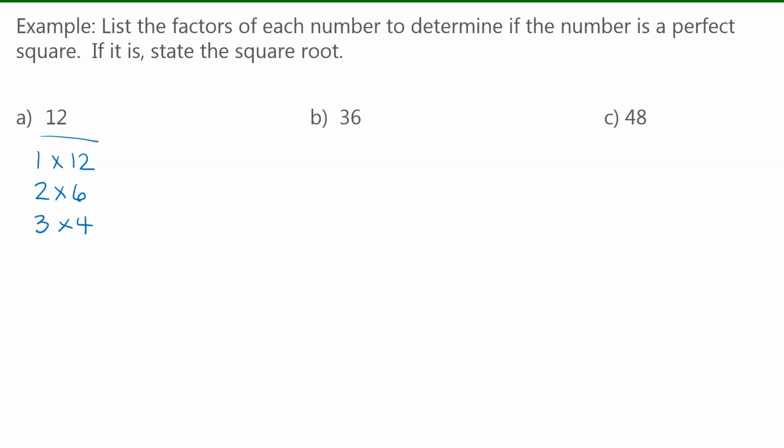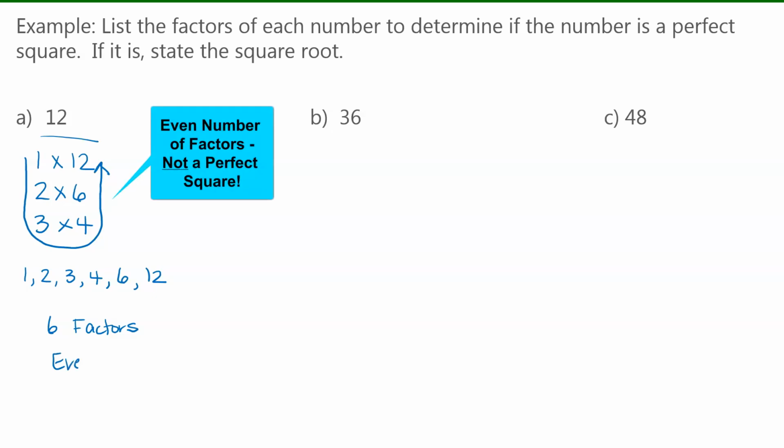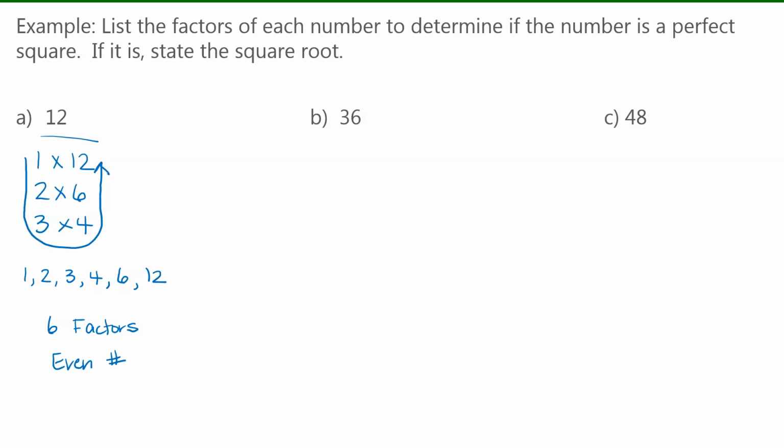So when I list those factors in ascending order, meaning from least to greatest, I get 1, 2, 3, 4, 6, and 12. And you can get those numbers by just following a U shape in your list here. So when I look at my list, I have 6 factors. And because 6 is an even number, this is not a perfect square. So let's look at 36.